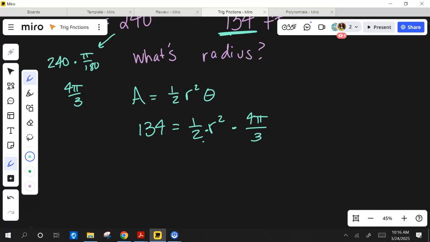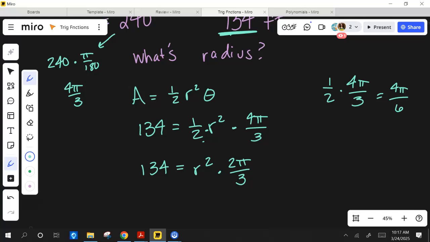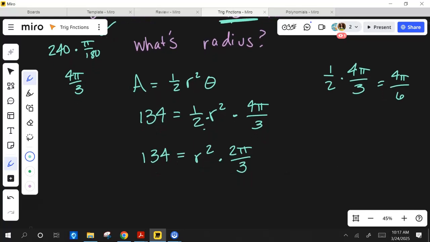I'm going to go ahead and multiply these two first. Some of y'all might have gone ahead and flipped and multiplied. I'm going to combine and kind of clean up one side first so that I have r squared times, if I multiply 1/2 times 4 pi over 3, I will get 4 pi over 6, which is 2 pi over 3. Okay? Now I'm going to flip it.